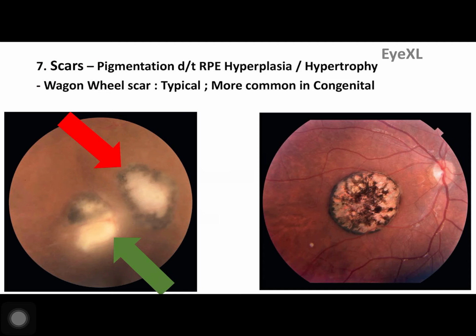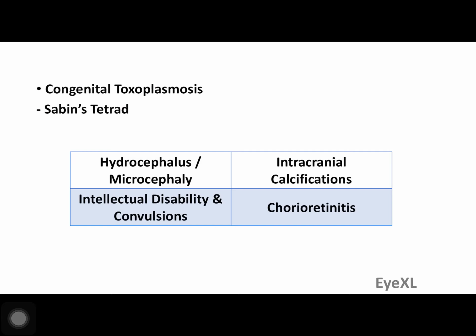The right-sided image is a typical wagon wheel scarring at the macula. It shows a very bad visual prognosis and is more common in a case of congenital toxoplasmosis. So a little bit of congenital toxoplasmosis: a classical tetrad called Sabin's tetrad is seen. That constitutes four things.